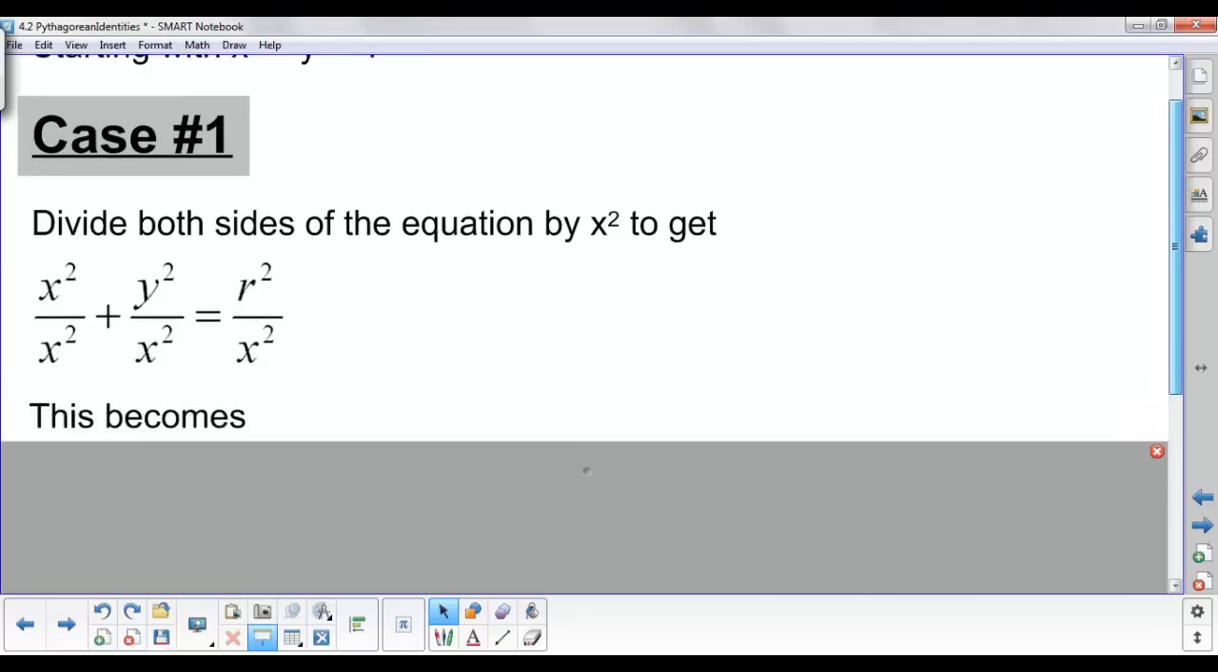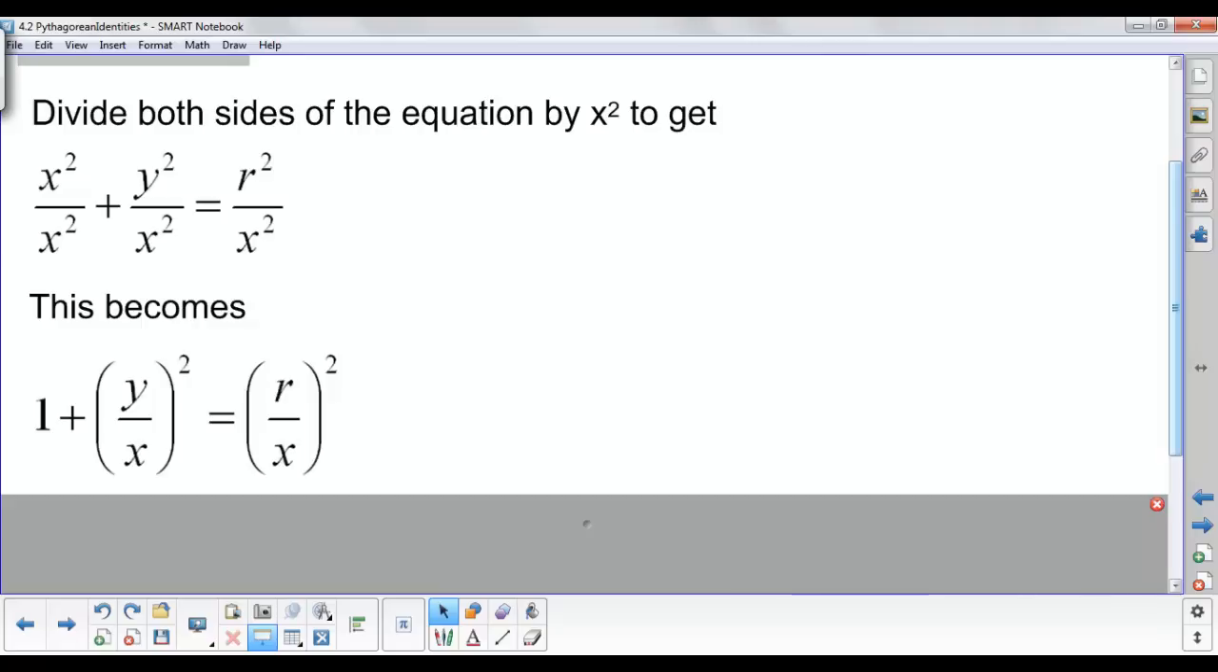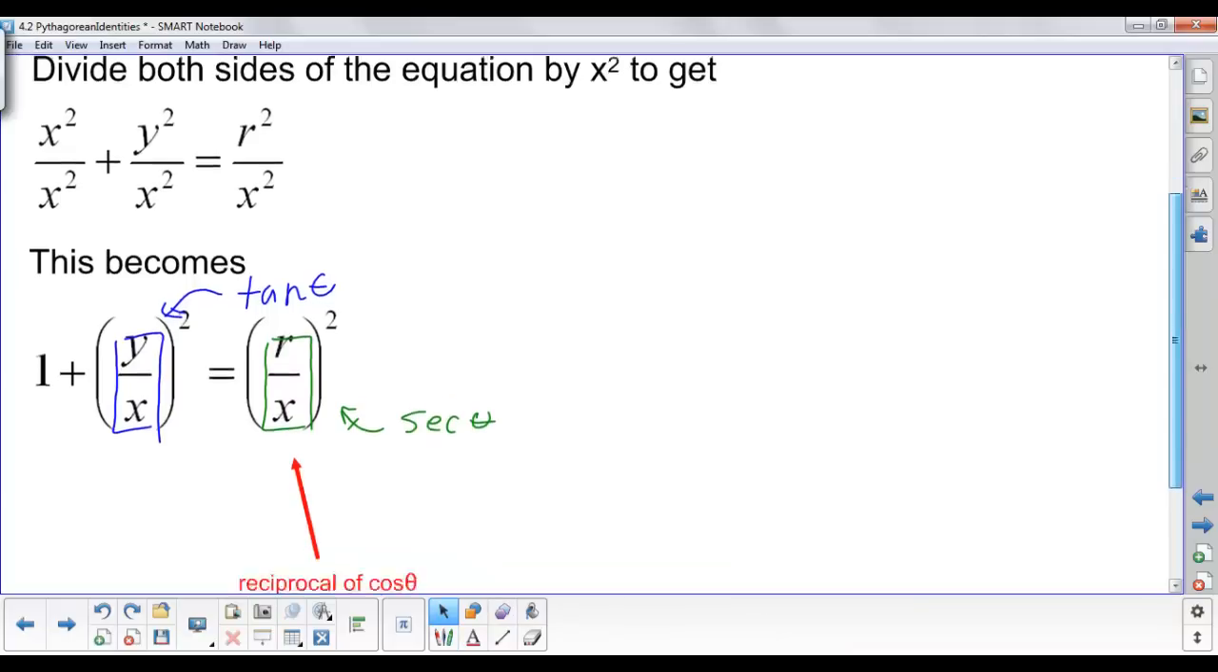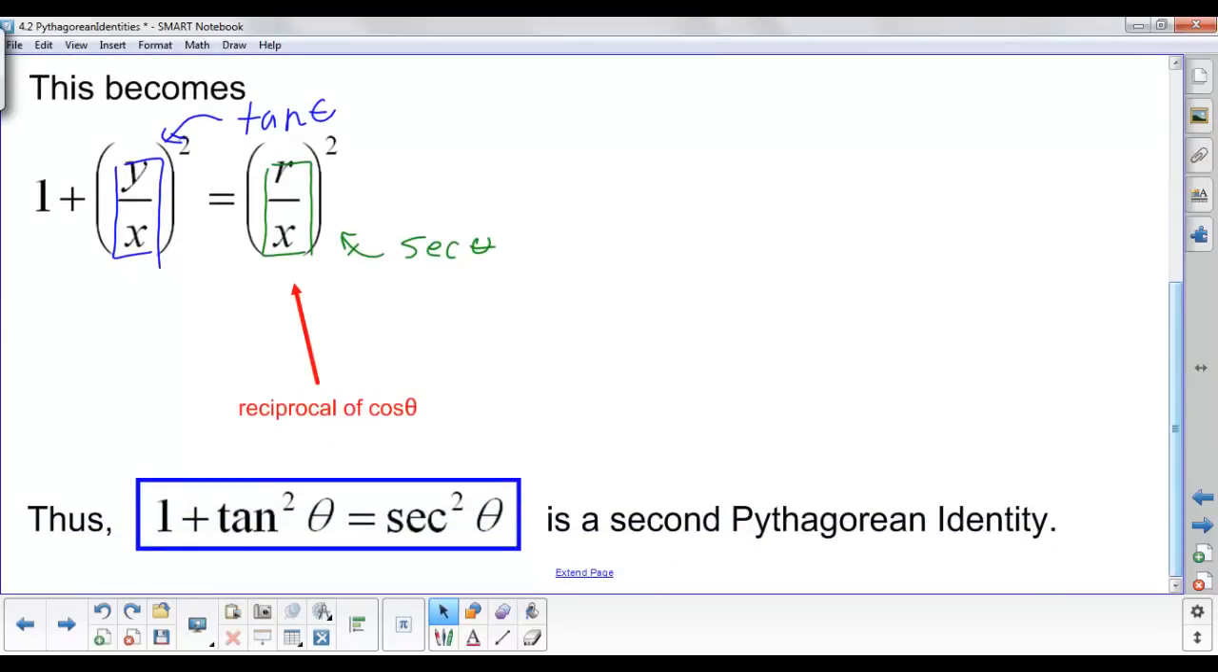Now I've got 1 plus, and I can represent y over x all squared and r over x all squared. I should recognize y over x from before: that is just tangent of theta. The other expression, r over x, I have to think about for a second. That's a reciprocal. Normally we see r in the denominator, but since it's r over x, you should be thinking that is secant theta. So as it turns out, we get 1 plus tangent squared theta is equal to secant squared theta. That is a second Pythagorean identity that we can now work with.